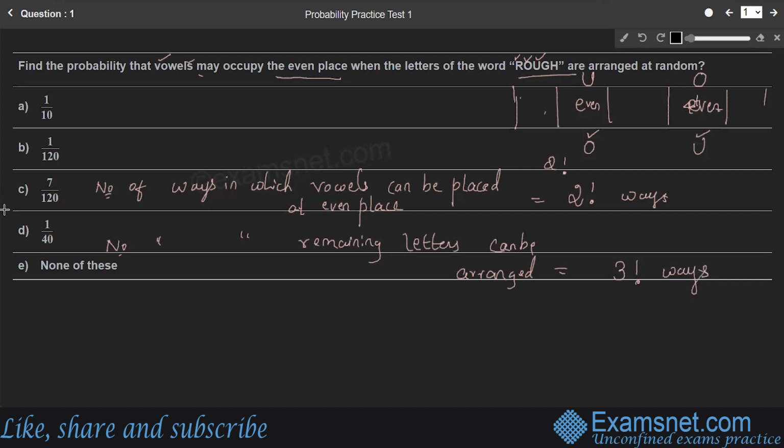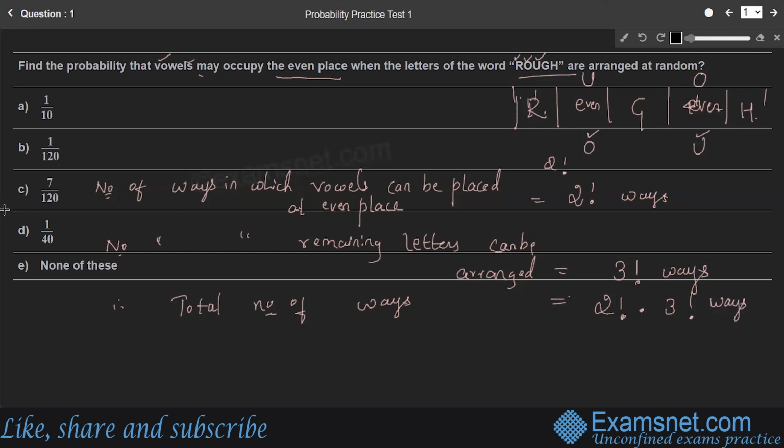Factorial 3 ways. For the remaining letters you can consider R first, then G in the third place, and lastly H. Or you can consider G as the first letter, R as the third letter, H as the last. So there are factorial 3 ways, meaning 3 into 2 into 1 ways. Therefore the total number of ways in which the vowels can be arranged at even places along with the remaining letters is factorial 2 into factorial 3.